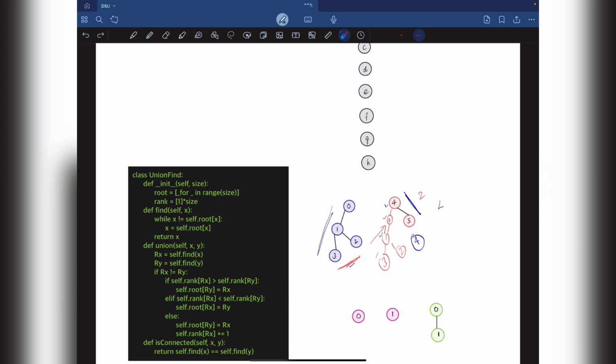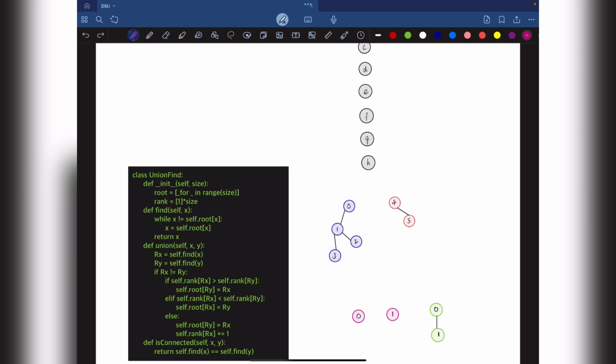Now let us take a look at what will happen if I merge 4 and 5 into this component. We'll take a look at that. Just give me 1 second. Okay, now, let us merge 4 and 5.